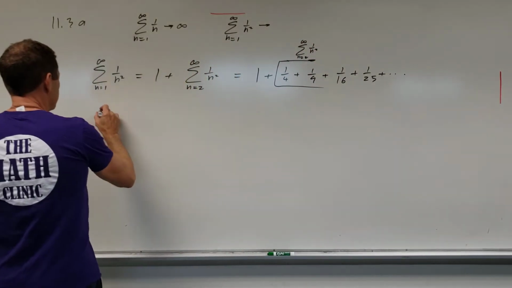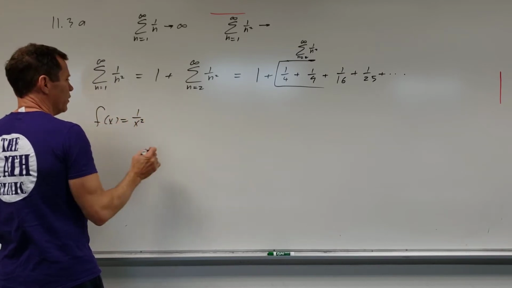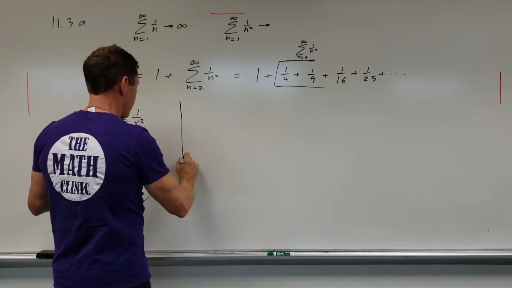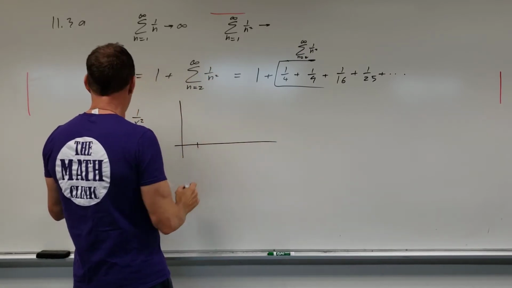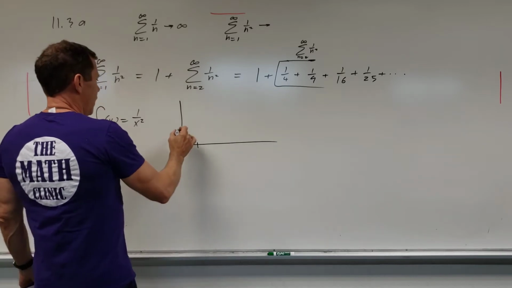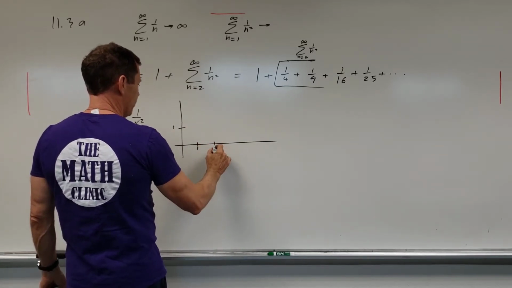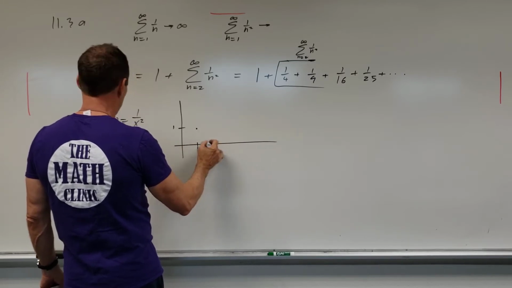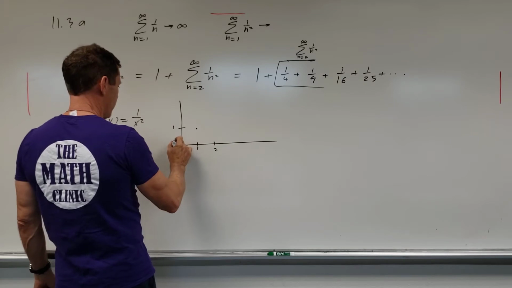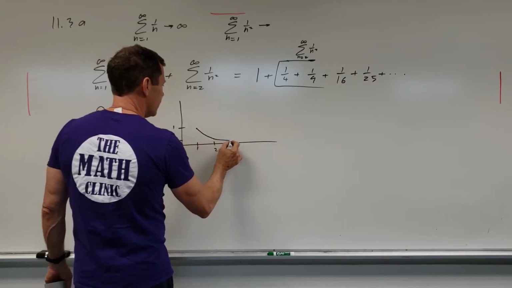Now I'm going to look at the function f of x equals 1 over x squared, and I'm going to graph it. The graph looks like this: sticking in a 1, what do you get? Your output's going to be 1. Sticking in a 2, what's your output going to be? You're going to get 1/4. And the function looks like this, and it dies off pretty quick.